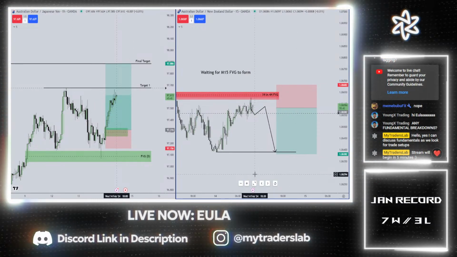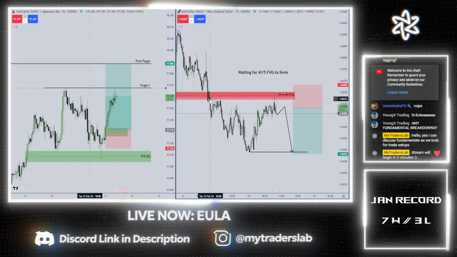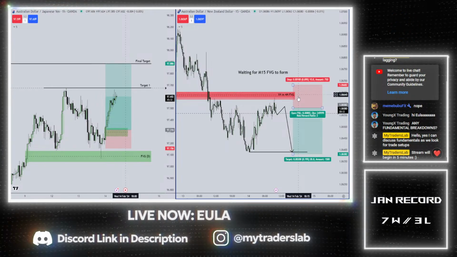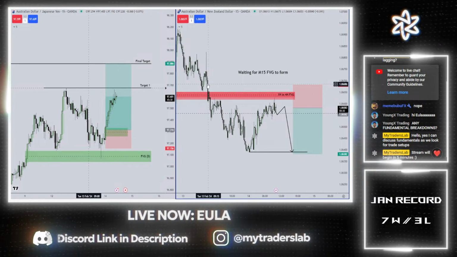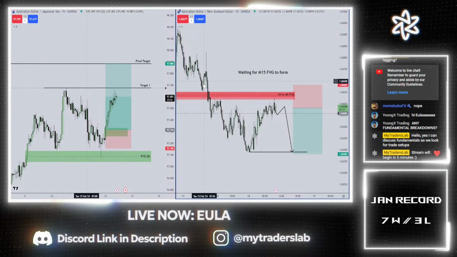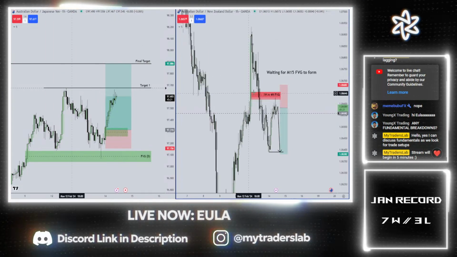So on the Australian New Zealand dollar, price is still just chopping around this range here. This looks like an equal high, so I expect some form of sweep here. Okay, we might actually tackle into this higher time frame order block here, and then we might reject off of that. Let me check the higher time frame for it.